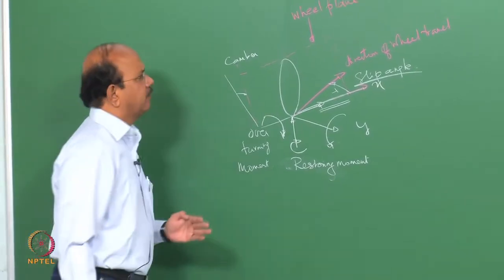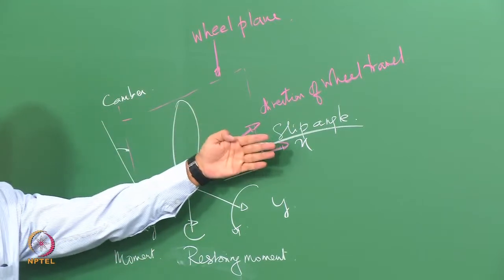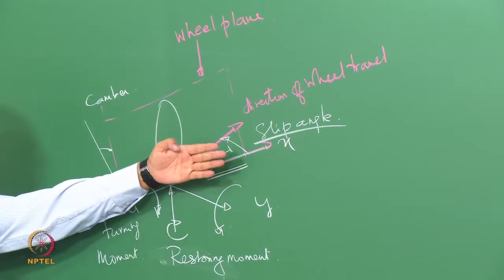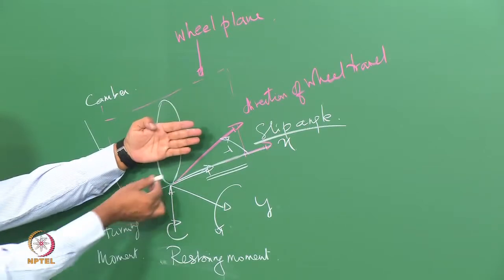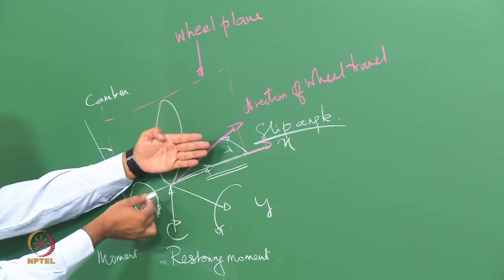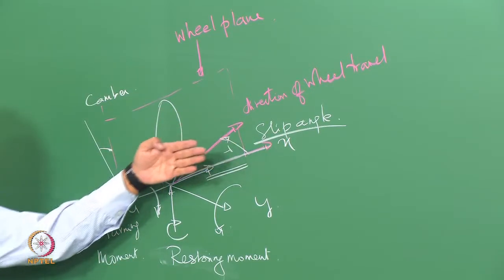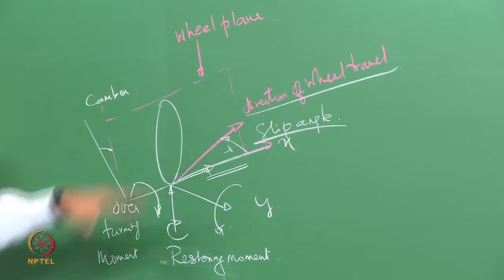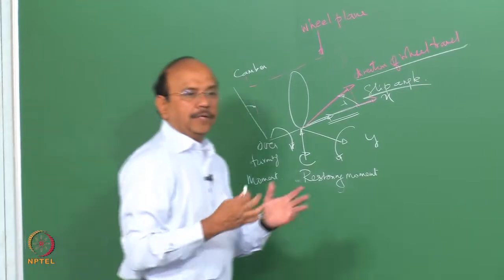So the first thing, which is very interesting to note, is that the tire, as it travels, doesn't go along the wheel plane. Let's say that the x direction is the direction normal to the wheel plane. So in other words, the tire does not travel along the wheel plane. It takes a direction, which I call the direction of wheel travel, and that direction is at an angle of alpha, or lambda, which is called the slip angle. That's the first thing.